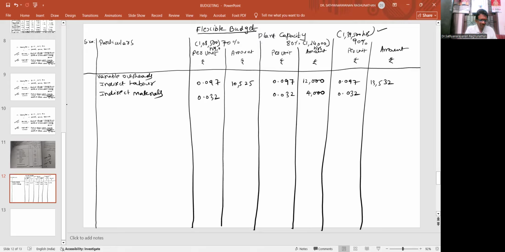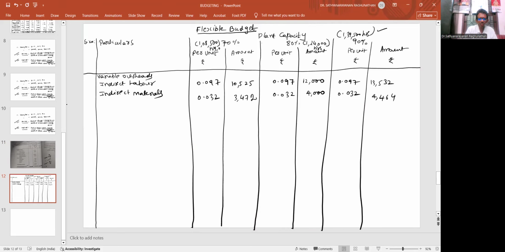Now, for 70% capacity, I am calculating the amount column. 1,08,500 into 0.032. 3,472. Here also, come to the 90% capacity. 1,39,500 into 0.032. 4,464. Understood?